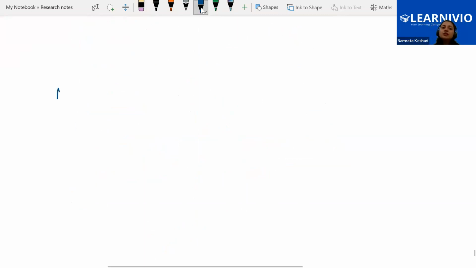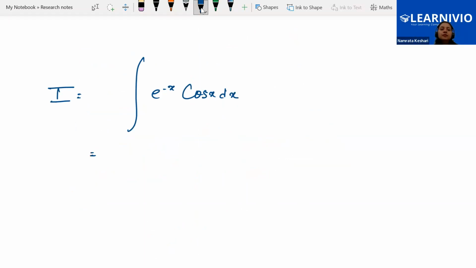Do it, Murtaza. Do the integration of e to the power minus x cos x dx. What are we going to have? First function, integration of second function, minus integration of the derivative of first function, right? Yes, ma'am. Do it and let me know what exactly you are getting in the final step.